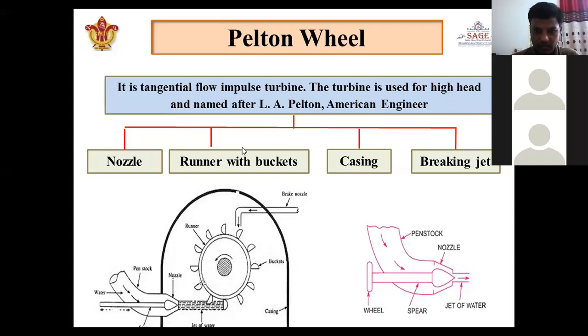So this is the working of jet. This is the complete working of Pelton wheel. What are the important components? Nozzle, runner with bucket, casing, and braking jet. Okay.